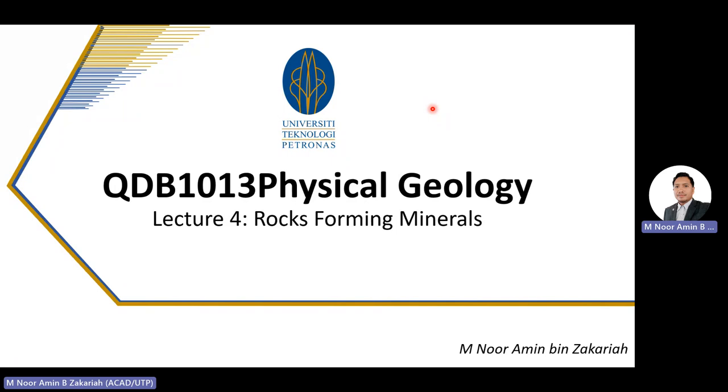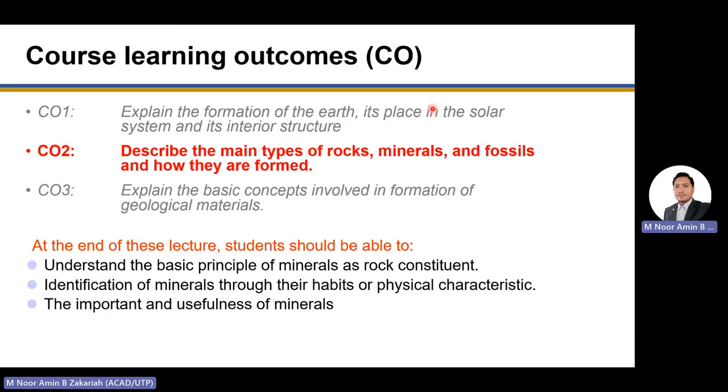So today we're going to continue with lecture 4, which is rock forming minerals. For today's class, we're going to address CO2, course outcome number 2, which is to describe the main type of rocks, minerals and fossils and how they are formed. By the end of this lecture, we expect you to be able to understand: number 1, the basic principle of mineral as rock constituent; number 2, identification of mineral through their habits or physical characteristics; and number 3, the importance and usefulness of mineral. All these learning outcomes will address CO2, which is to describe the main type of rock, mineral and fossil and so on.